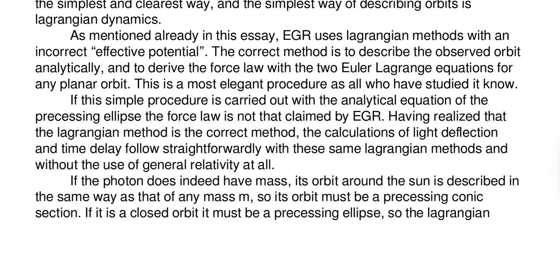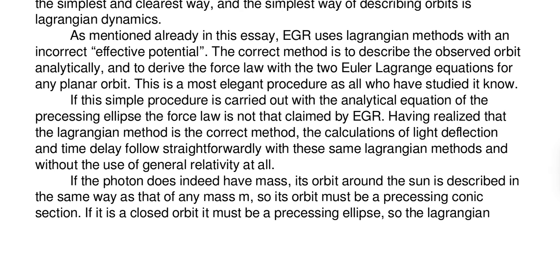As mentioned already in this essay, EGR uses Lagrangian methods with an incorrect effective potential. The correct method is to describe the observed orbit analytically and to derive the force law with the two Euler-Lagrange equations for any planar orbit. This is a most elegant procedure, as all who have studied it know. If this simple procedure is carried out with the analytical equation of the precessing ellipse, the force law is not that claimed by EGR.